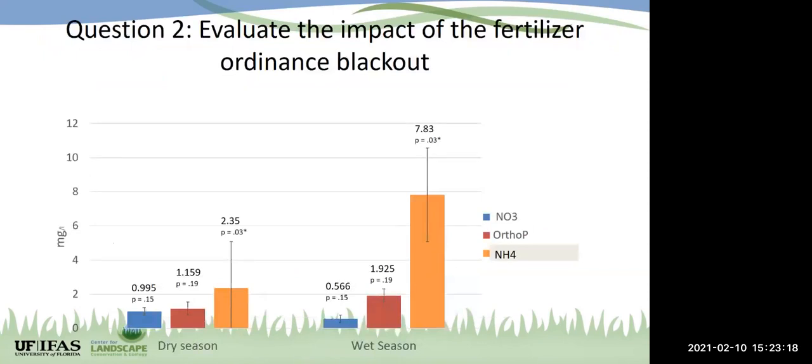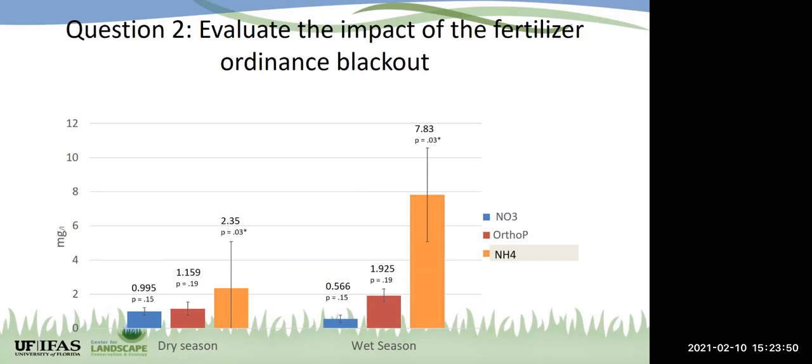Our second research question was to evaluate the impact of the fertilizer ordinance blackout period. So in this data that's shown on this slide, we're looking at all lawns in the dry season versus the wet season. So again, remember the dry season, there is no fertilizer blackout enacted. People can apply whatever they want, whenever they want. In the wet season, we do have a blackout in effect. So no turf grass fertilizers can be applied during the wet season.